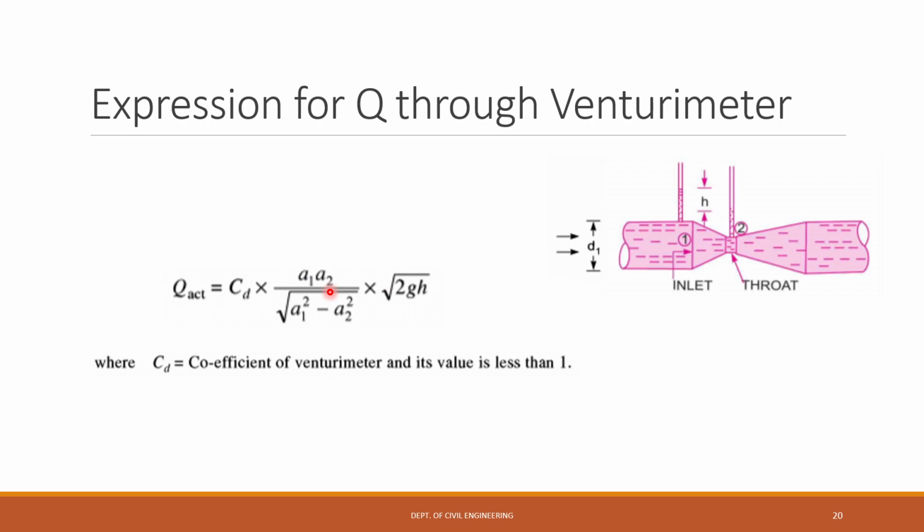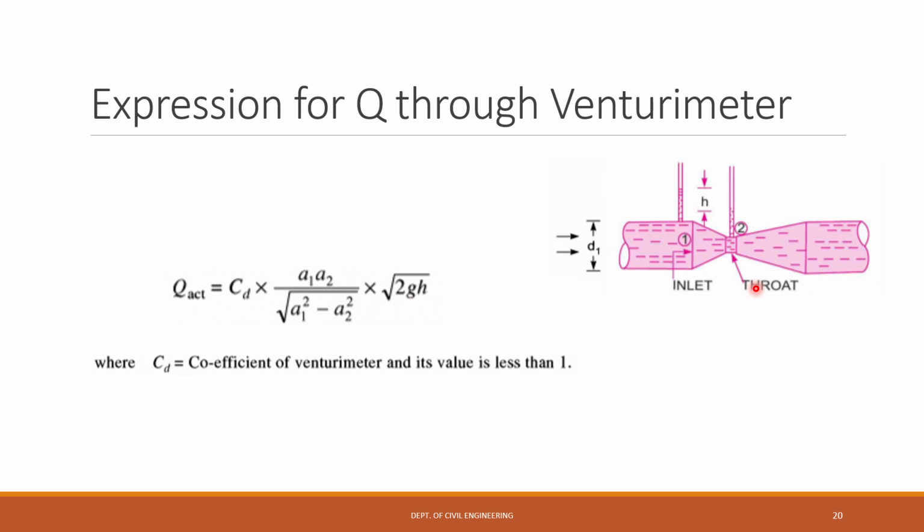Then A2 is the area at the throat. You know that at throat you have a reduced area. So you have to find out what is the area of cross section at the throat, and that will be your A2. Okay. CD is coefficient of Venturimeter, and the value of CD will be less than 1. It will vary depending upon the device. And you have a term H.